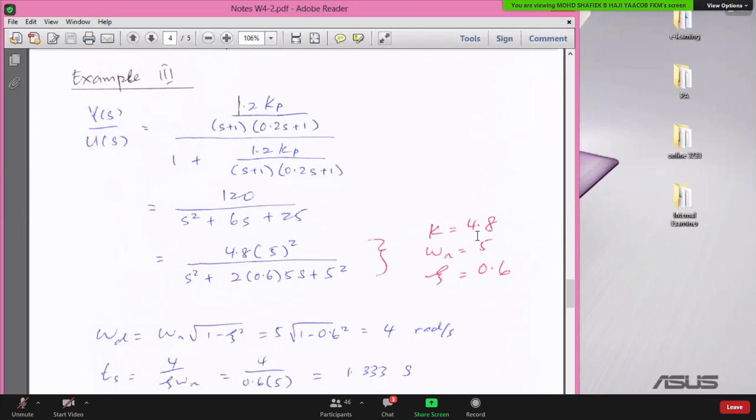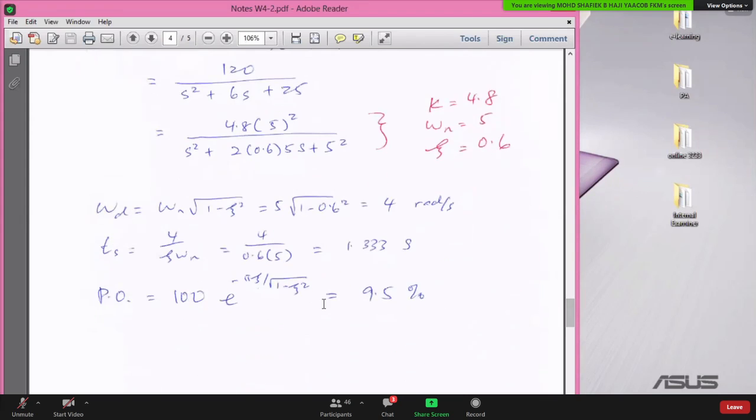So this is your gain, that is your natural frequency, that is your zeta, and then you can now compute all the various quantities. So omega d is the actual frequency of oscillation. You're going to get 4 radians per second. The settling time is 1.3 seconds, and then percent overshoot.